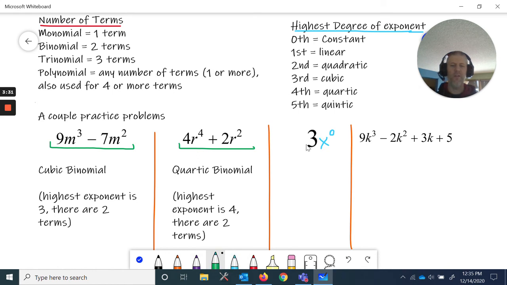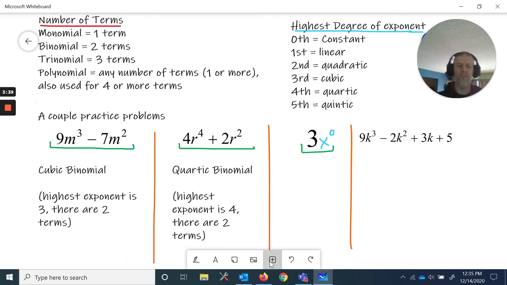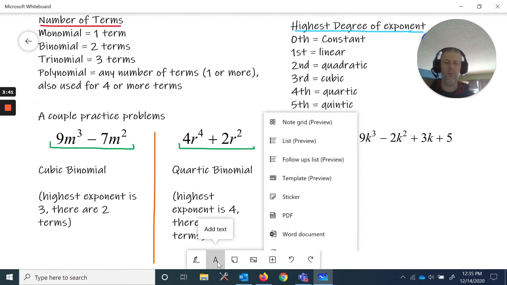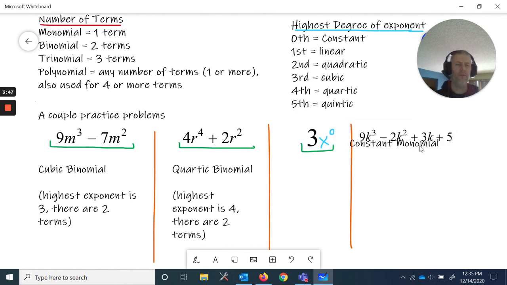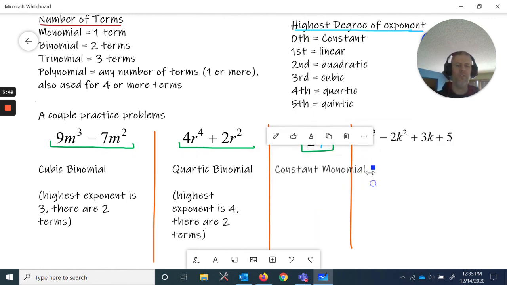And then when I look at this group, there is one little group here, no adds or subtracts with them, so it is one term. So this one is called a constant monomial. Okay, so this third one is called a constant monomial.